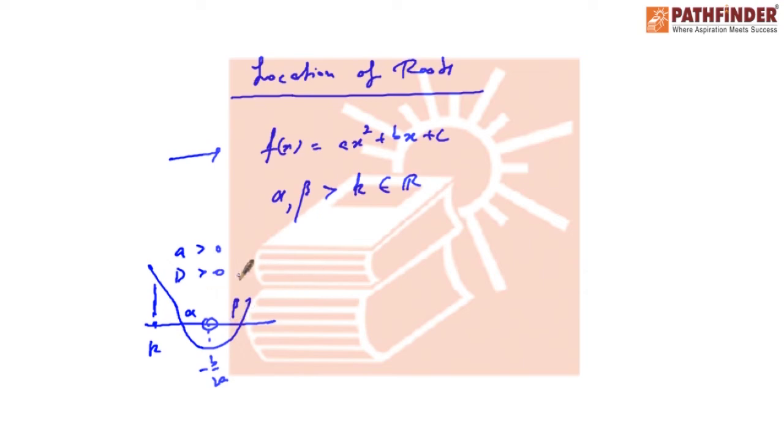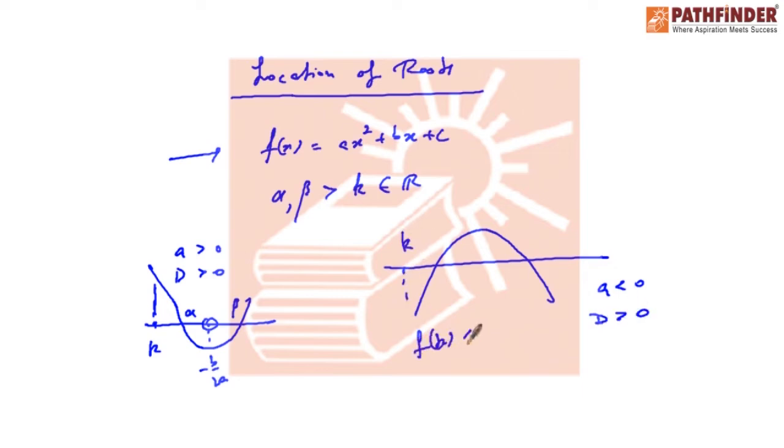That is why you have taken this assumption. Similarly, in a case like this, you could consider a is negative, d is positive. Of course, f of k will be negative here. In this case, f of k was positive, and alpha and beta being the roots, we'll consider that minus b by 2a will lie between alpha and beta, and so on and so forth.